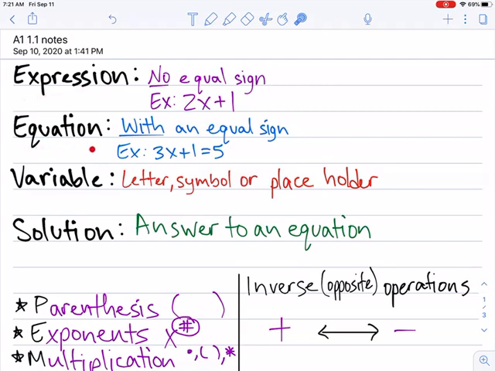So expression and equation, they're really the same thing, except an expression doesn't have an equal sign and an equation does have an equal sign. So really that's the only difference. And then when it comes to a variable, most of us are used to seeing x, but it can be t, w, strawberry, it doesn't matter. It can be a symbol or a placeholder as well. And really all it's saying is that this can vary. It comes from variable. It doesn't have to be one number. And then lastly, our solution is always going to be the answer to an equation. Once I take this equation with an equal sign and solve it, that will get me my solution.